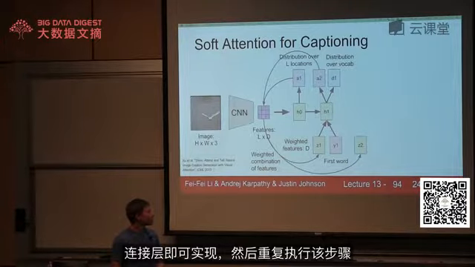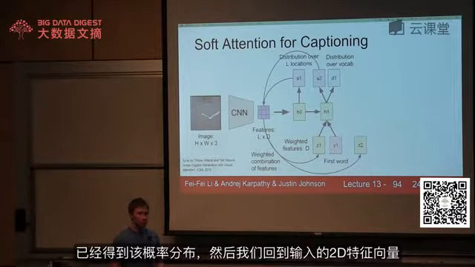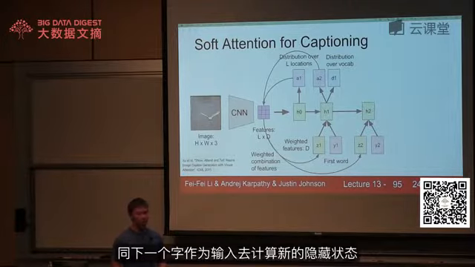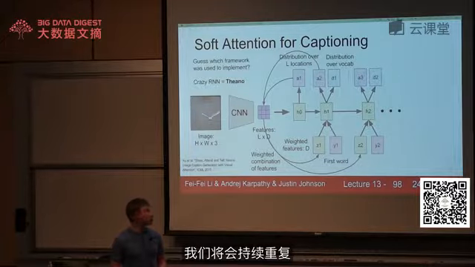And now this process repeats. Given this new probability distribution, we go back to the input feature grid and compute a new summarization vector for the image. Take that vector together with the next word in the sentence to compute the new hidden state. Produce.